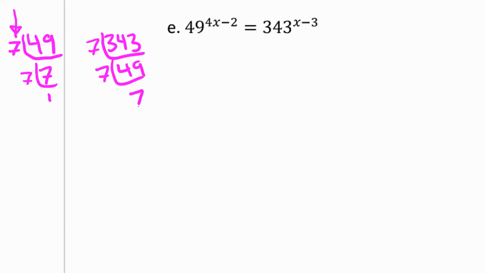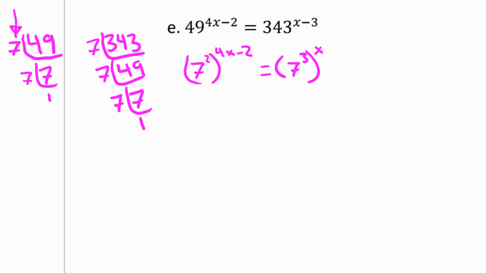Divided by 7 is 7. Divided by 7 is 1. So I'll rewrite 49 as 7 squared, and 343 as 7 cubed. Now that I have the same base on both sides, they're both 7's, I can cancel those out and just have the exponents. Make sure you put some parentheses around the 4x minus 2 and around the x minus 3. We want to make sure we distribute, and don't forget to multiply the 2 to the other 2.